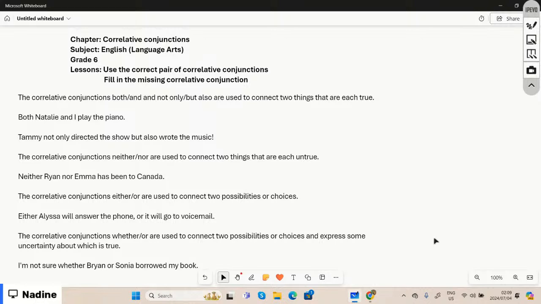All right. So correlative conjunctions are, like we said, almost like a pair of something. We have words like both and, not only but also, neither nor, either or, and whether or. Those are correlative conjunctions.